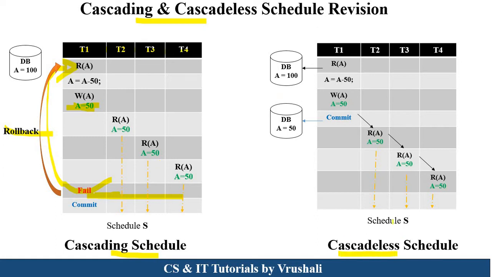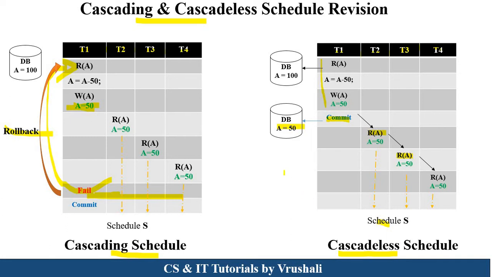In cascadeless schedule, see here, in this schedule there are a total of 4 transactions T1, T2, T3 and T4. So first T1 performs the operation and it mentions the commit. Commit means data is permanently stored in the database. So after commit only, T2 performs the write operation, and T2 performs its operation and after commit T3 performs its write operation, in this way. So this is called a cascadeless schedule and it maintains consistency in the database.